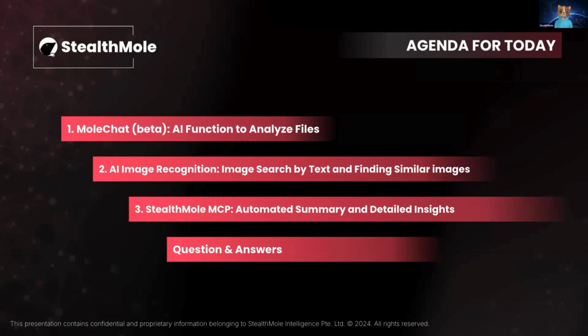Then second, we have AI image recognition. So this one is split into two parts. First, we have image search by text, and we also have a feature to recognize and find similar images. And the third one, we have StealthMole MCP. So we've recently integrated our dataset with the cloud AI. And with that, we are able to power the engine, and we can make automated summary reports and also have detailed insights. And later on, it's not necessarily what we've developed, but I guess it's more on the cloud AI application on how we can make these into actionable and interactive results.